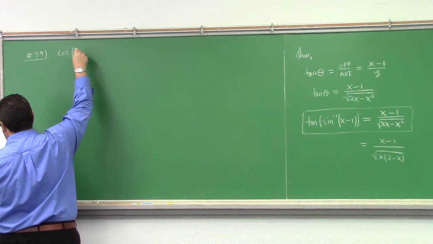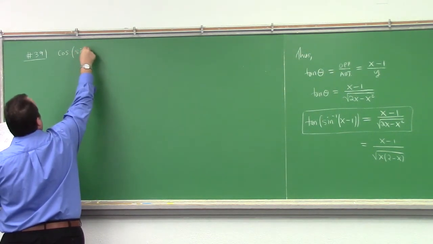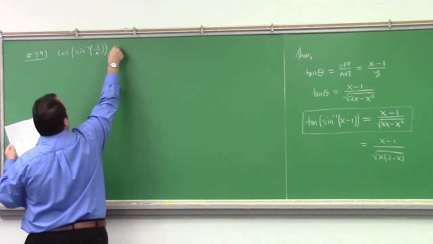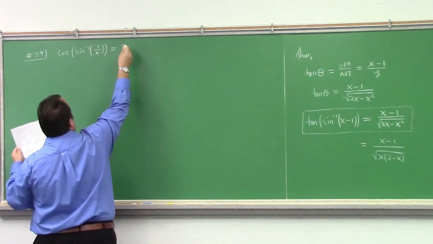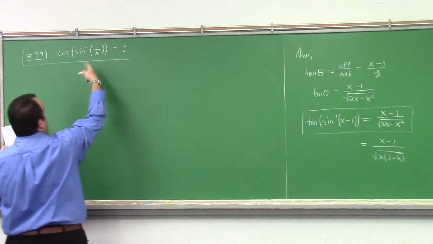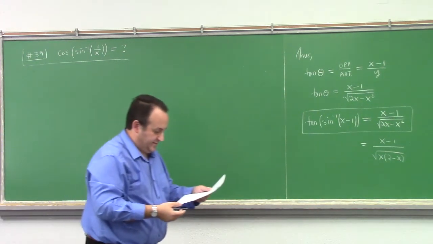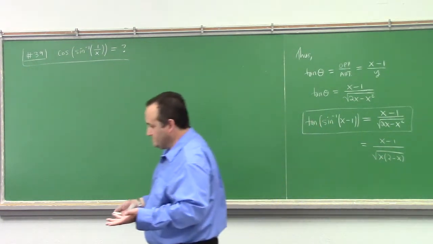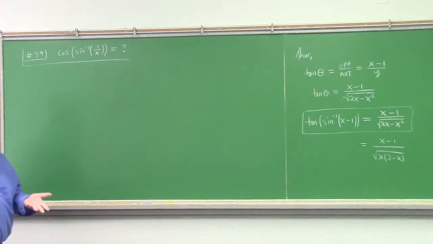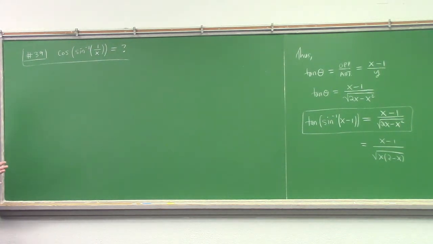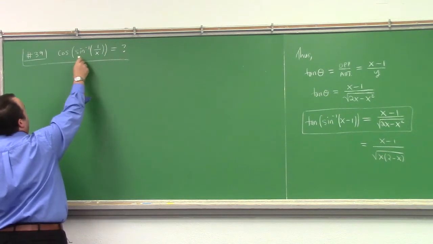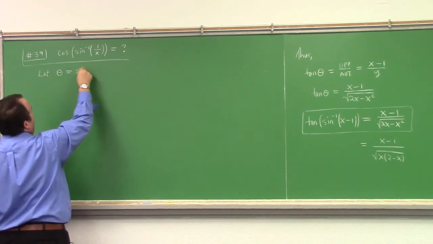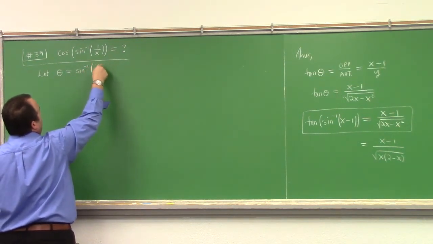So here's another one: cosine of inverse sine of 1 over x. We're trying to find an algebraic expression for this in terms of x, all right? It's going to be the same game plan again. We're going to call this right here theta. Theta is equal to the inverse sine of 1 over x.